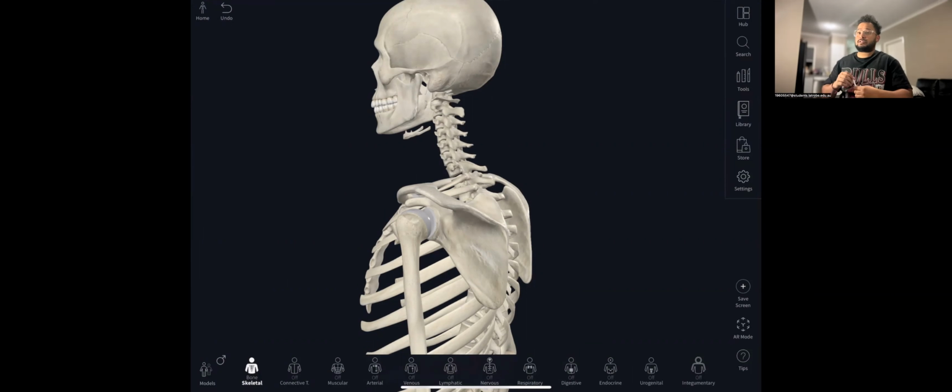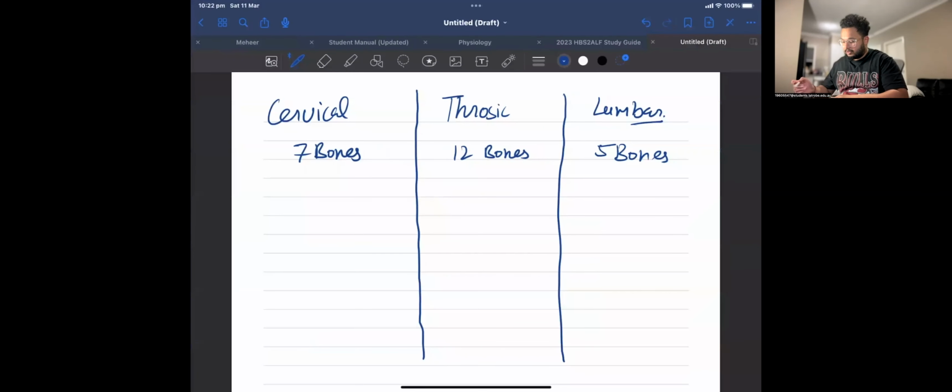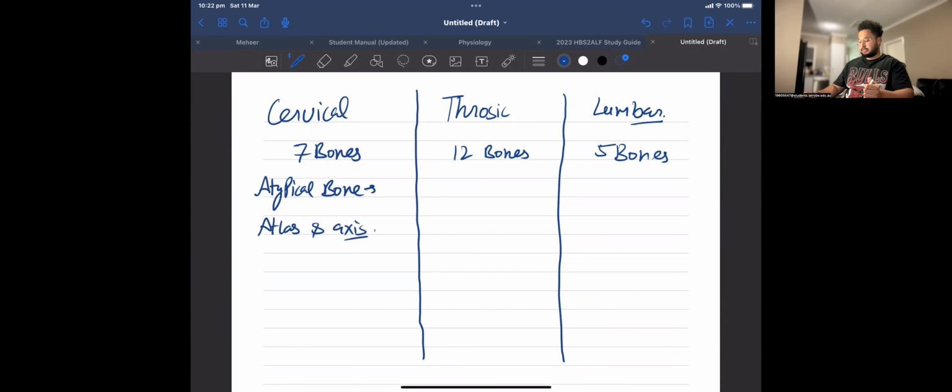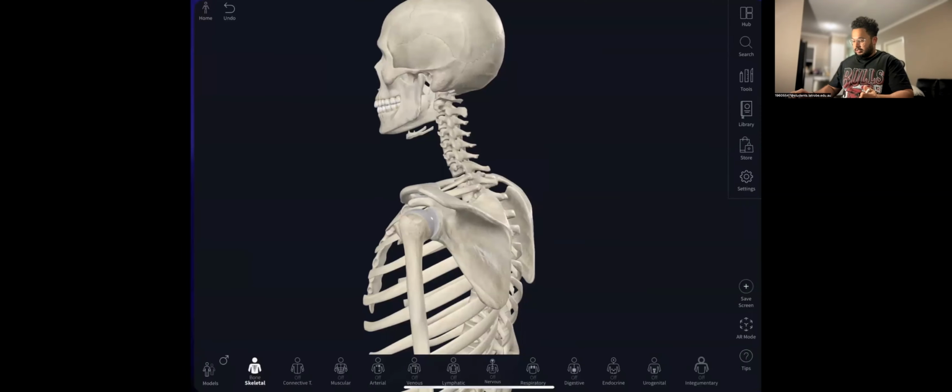Now we will talk about the atypical vertebra. Atypical vertebra means those which are a bit different from the normal range of vertebrae. For example, the atypical vertebrae of your cervical region will be atlas and axis. So we will write it down. Atypical: atlas and axis.